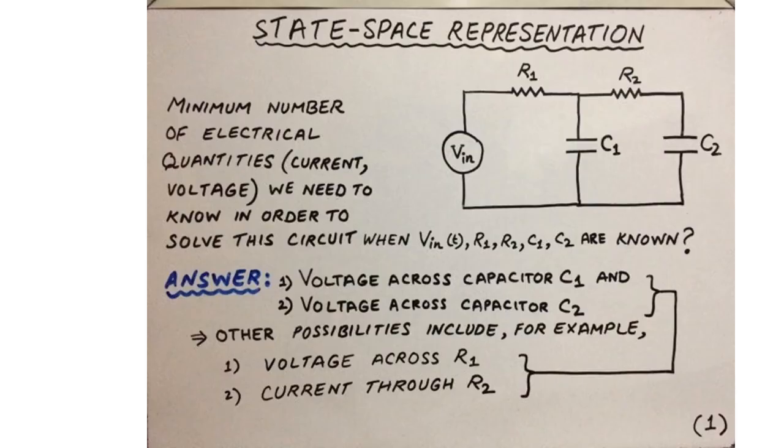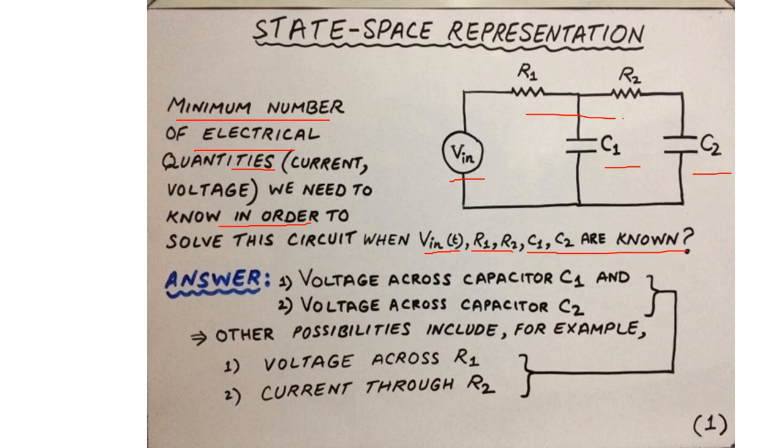Now, in order to understand the state space representation, let us consider an electrical circuit containing resistances and capacitances as shown here in the diagram. This electrical circuit is powered by the voltage source Vin. And here we ask a question: what is the minimum number of electrical quantities that we need to know so that this circuit is solved, assuming that the input voltage value, the resistances and the capacitances values are all known.